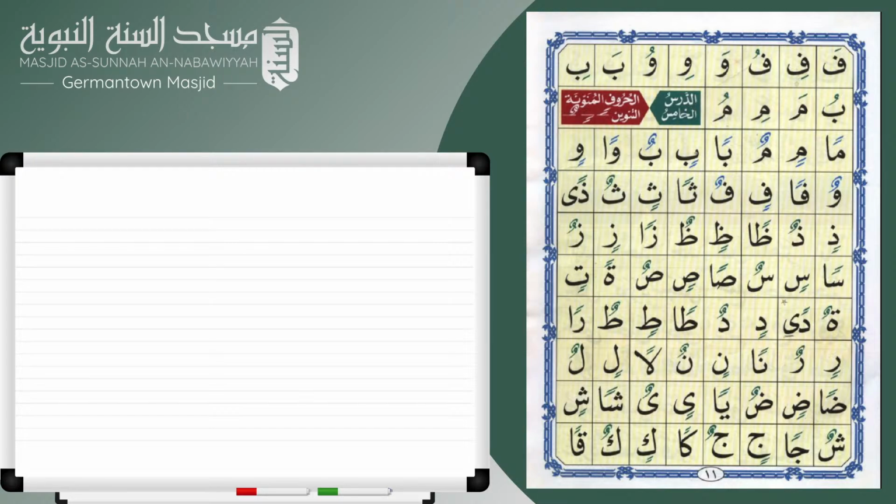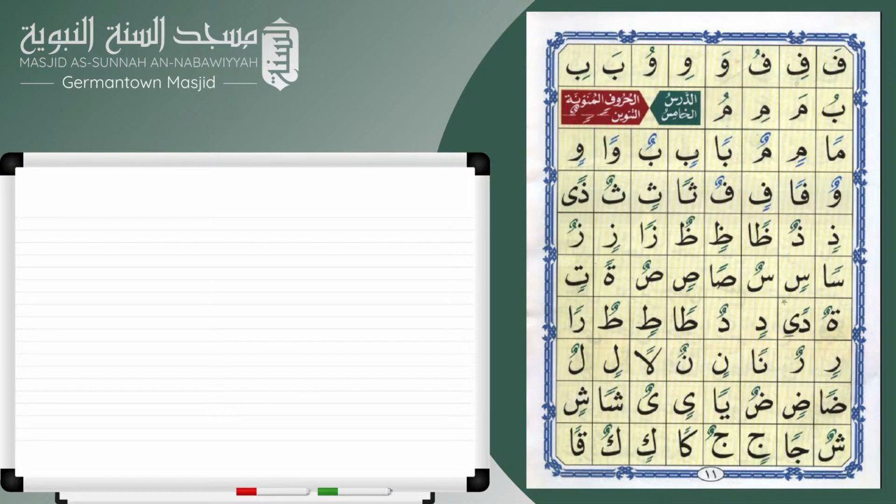Fathatain, repeat after me. Fathatain. Kasratain. Dhammatain. Fathatain. Kasratain. Dhammatain. So we have fathatain, which is two slashes on top of the letter.